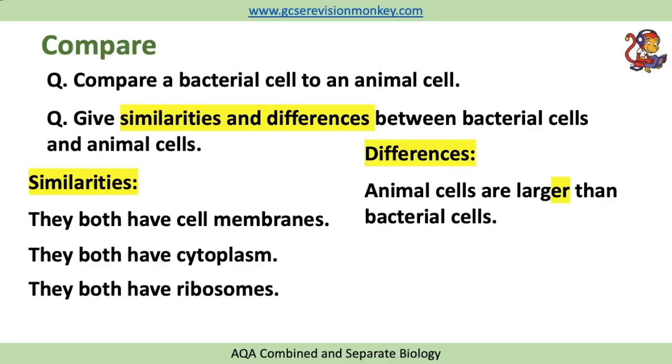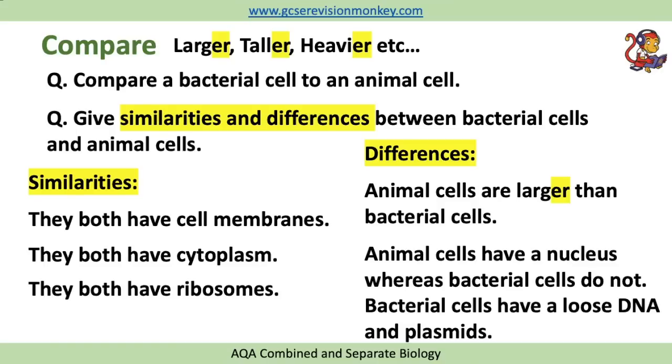Now for the differences, I've highlighted the ending ER, okay, so these make the words comparative. So animal cells are larger than bacterial cells. Don't just write animal cells are large, because that's not comparing it to the bacterial cells. So as many of these ER words, larger, taller, heavier, etc., that you can get in, the better. If you can't use an ER word, use the word whereas. So for example, animal cells have a nucleus, whereas bacterial cells do not. So remember, compare needs similarities and differences in your answer.